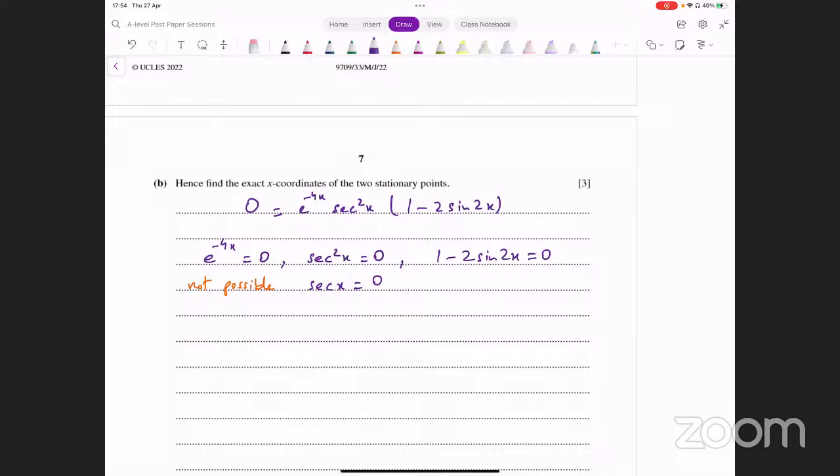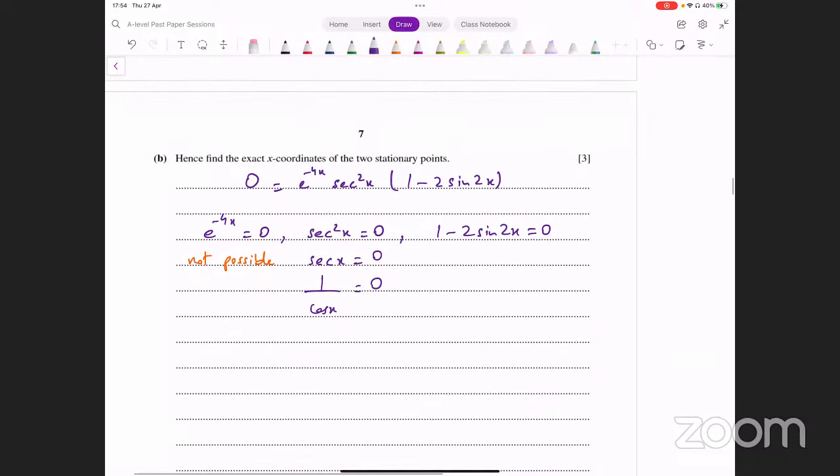अब हम ये कर सकते हैं, इसका रेसिप्रोकल ले लें. That gives us 1 over cos x equals 0. And that gives us cos x equals 1 over 0. Essentially, cos x की value undefined आ रही है या फिर infinite आ रही है. Is that possible? Cos x हमें पता है -1 और 1 के दरम्यान में होता है.